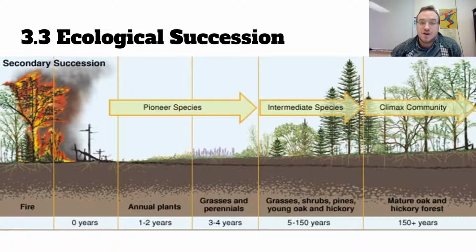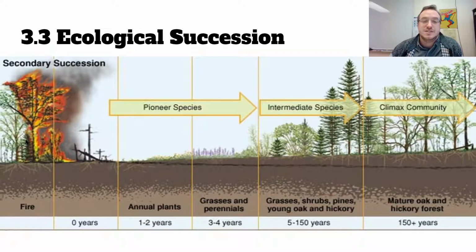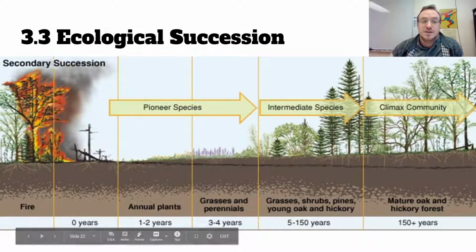Moving up into the hundreds of years, then we're in the climax community, right? But that's still less than 200 years, whereas our previous one, and I'm going to go back a slide, we had hundreds of years for each one sometimes, all right? So this is a very slow process with primary succession.